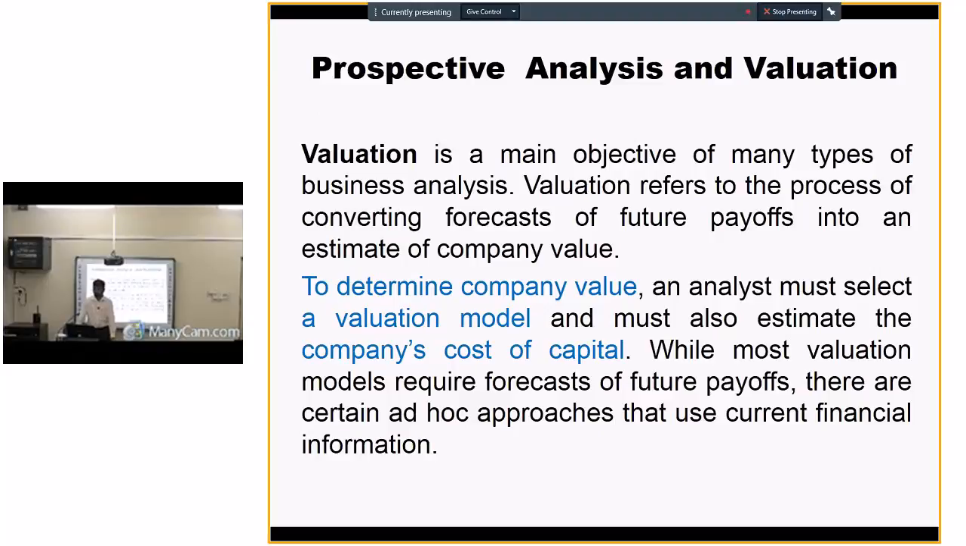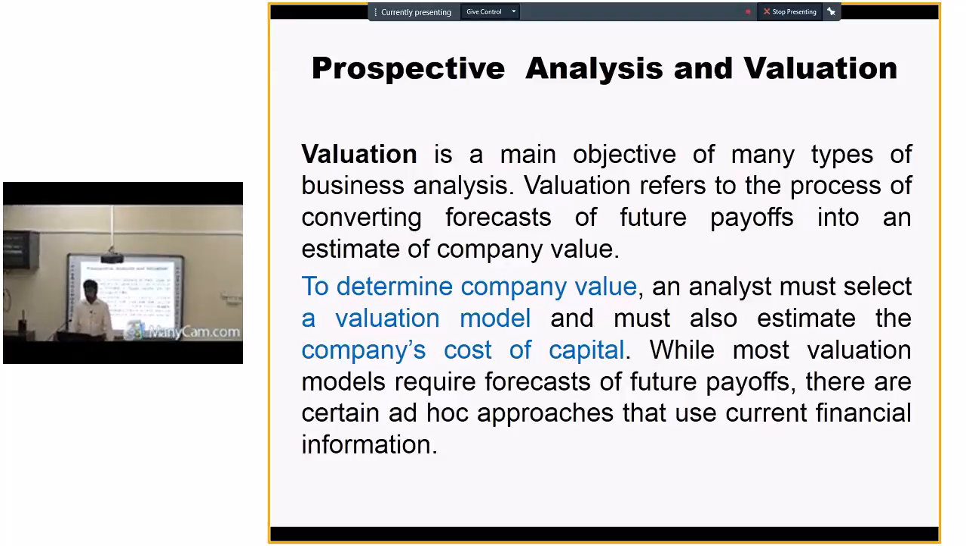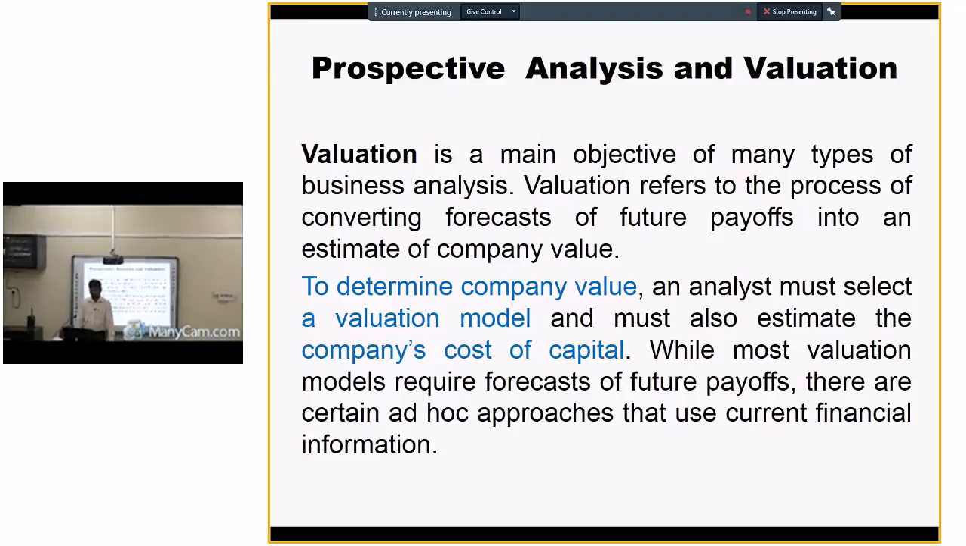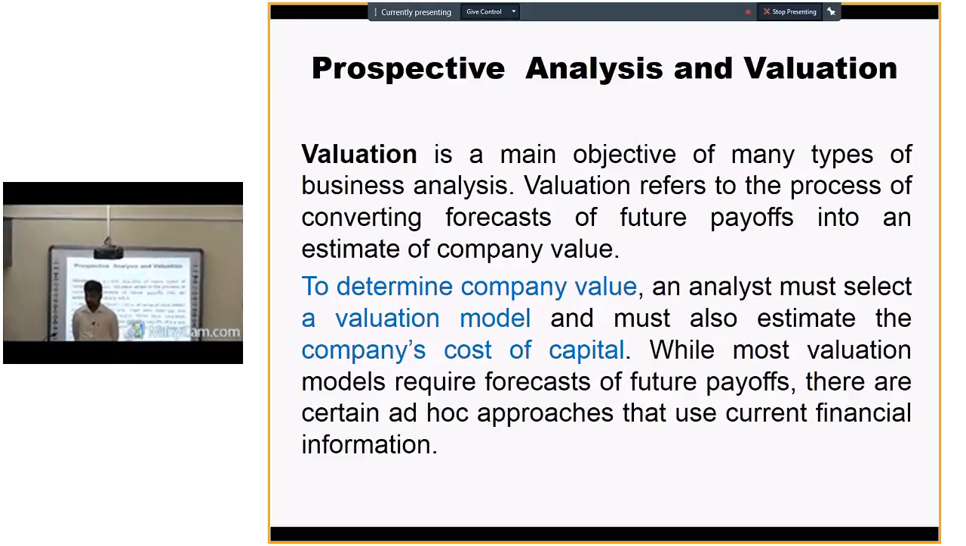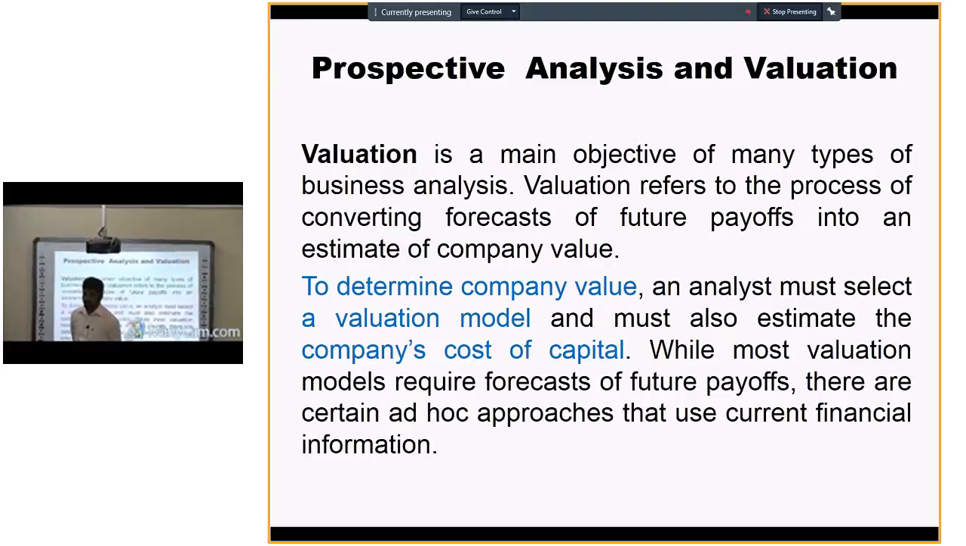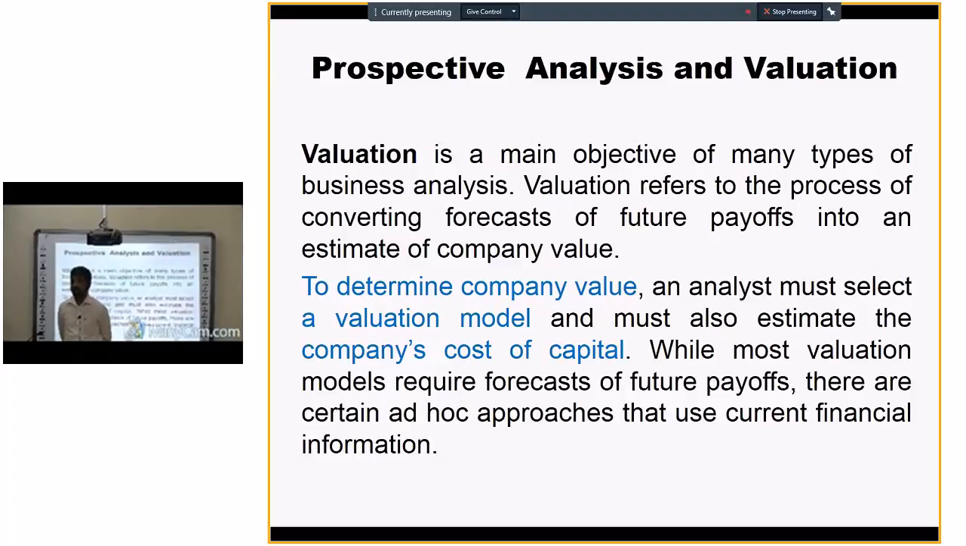By using that method. Now there are a number of methods, such as the dividend discount approach, and those are important for determining the value of the business. To determine company value, an analyst must select a valuation model, and must also estimate the company's cost of capital. Again, you can see that is a difficult task, right?